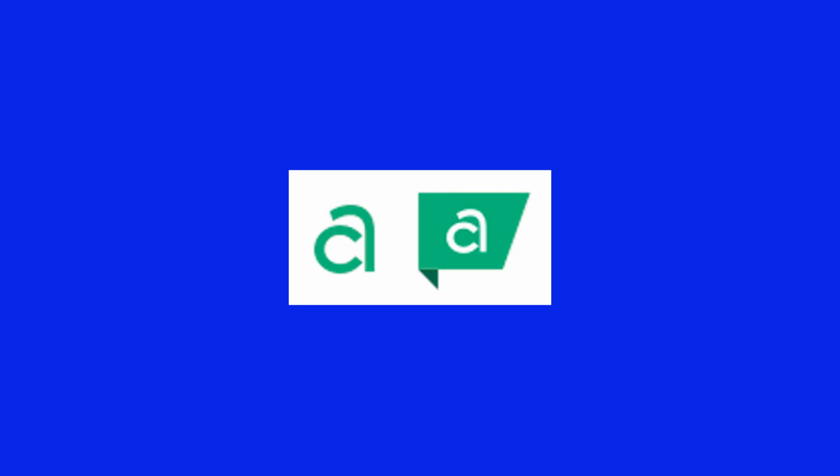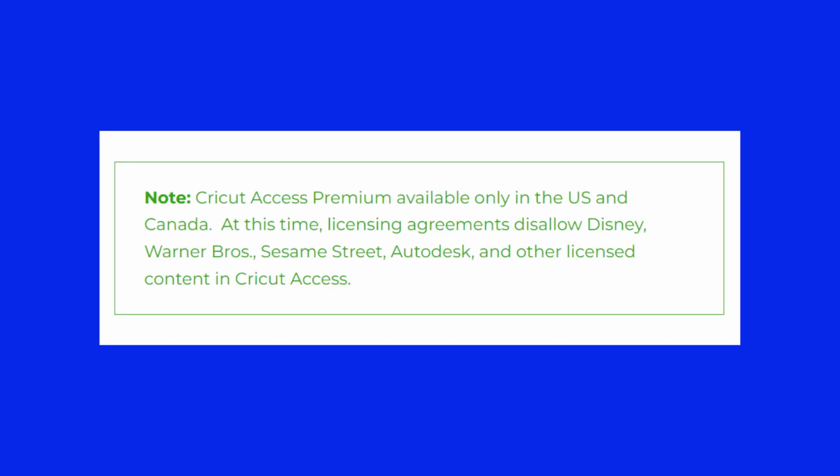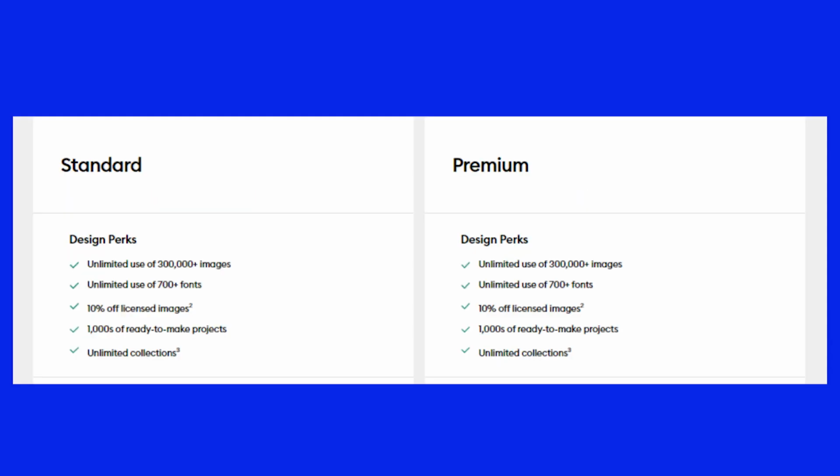Many, but not all, of the fonts, images, and projects in Design Space are included with Cricut Access. If it is included, you'll see this little A logo. At the time of filming, there are more than 300,000 images, including images made by contributing artists, over 700 fonts, and thousands of ready-to-make projects. At this time, agreements don't allow licensed content to be included in Cricut Access. But with an Access subscription, you will save 10% on licensed images.